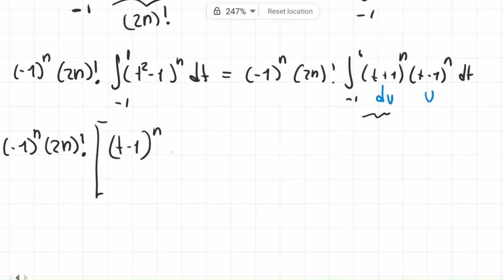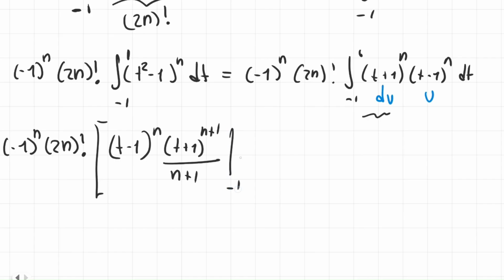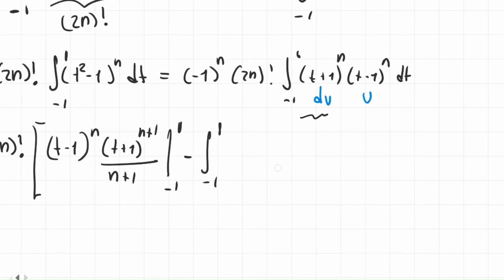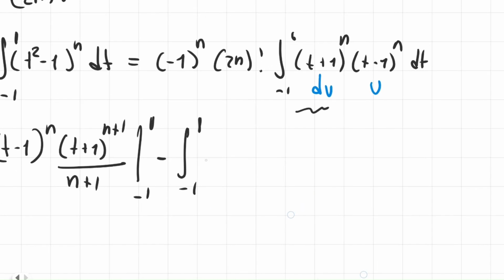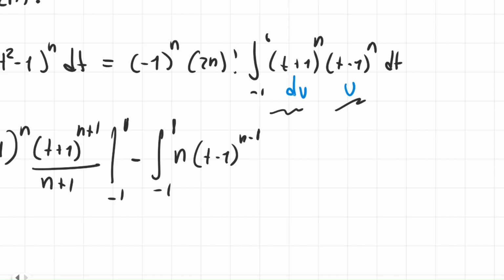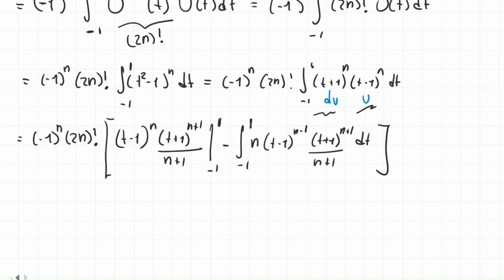So what are we going to get? It will be t plus 1 to the n plus 1 power divided by n plus 1, evaluated from minus 1 to 1, and then minus the integral from minus 1 to 1 of, it will be du, right? So we will take the derivative of this, which is going to be n times t minus 1 to the n minus 1, okay? And then the integral of this again, so that will be t plus 1 to the n plus 1 divided by n plus 1 dt, and we close the brackets here.